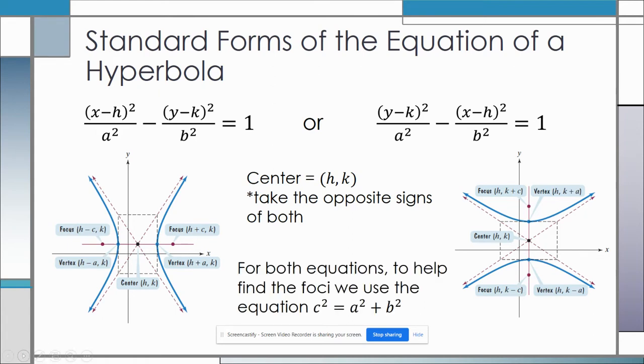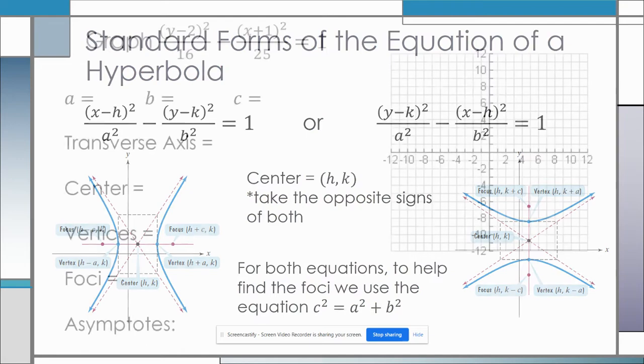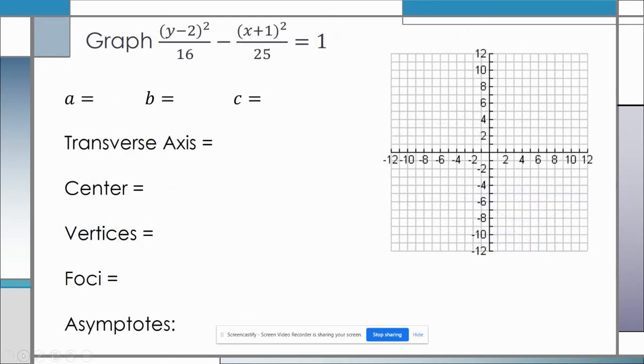And then we're still using the information that c squared equals a squared plus b squared to help us find the foci. Let's take a look at this example. It's already in standard form for us. Remember, based off of our information from yesterday, a squared is always going to be that first denominator, and b squared is always going to be the second. So when we take the square root of both of those, notice that we are dealing with our a term as 4 and our b term as 5.